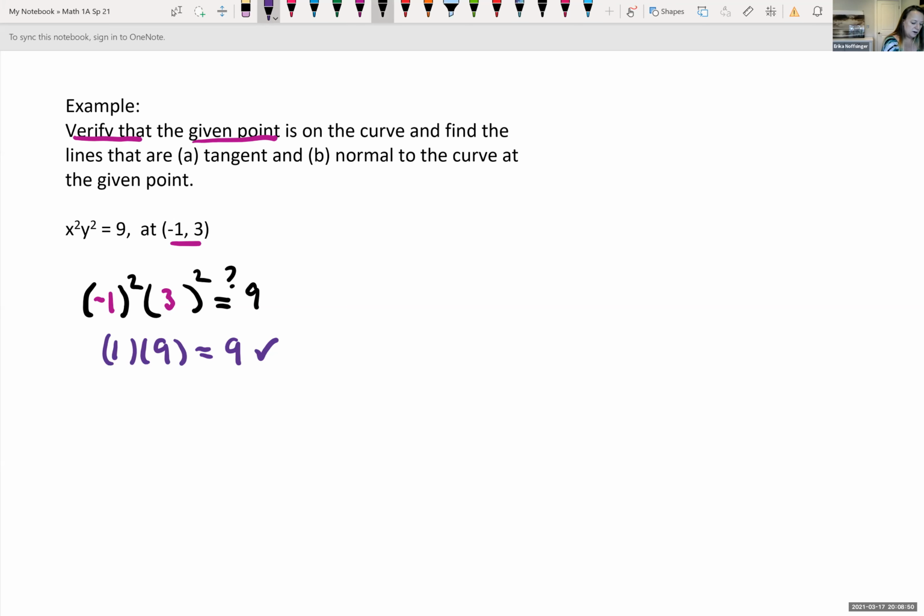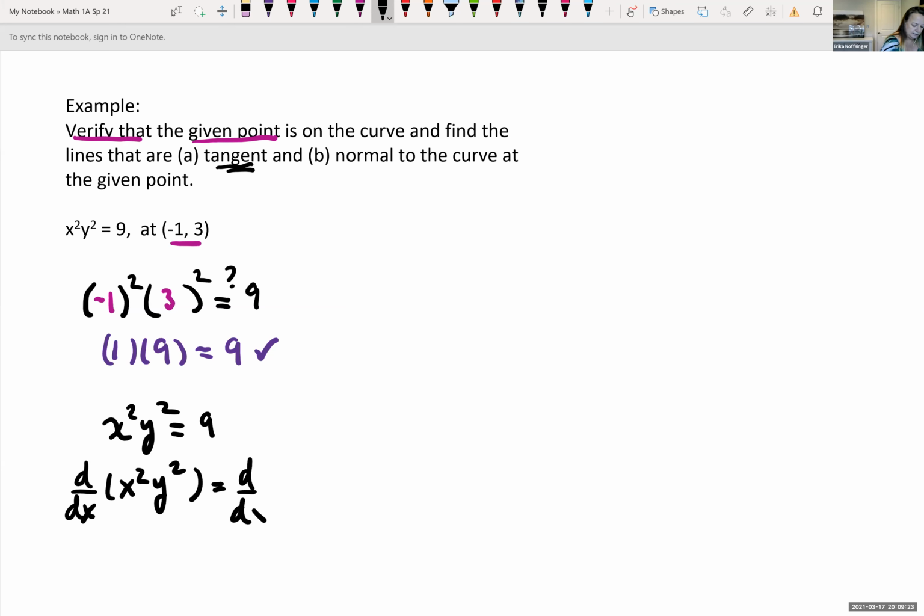So now we want to find, let's first look at the tangent line. So to find the tangent line, we need the slope at that point. And we know to find the slope, we're going to look at the derivative. So we want to find the derivative of x squared plus y squared equals 9. So we want to look at taking the derivative of both sides of our equation, and we can write that as d dx of x squared times y squared equals the derivative d dx of the constant 9.